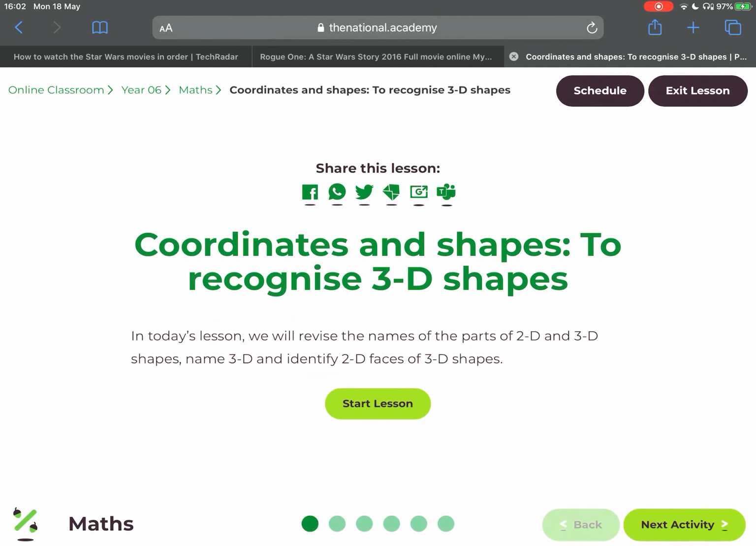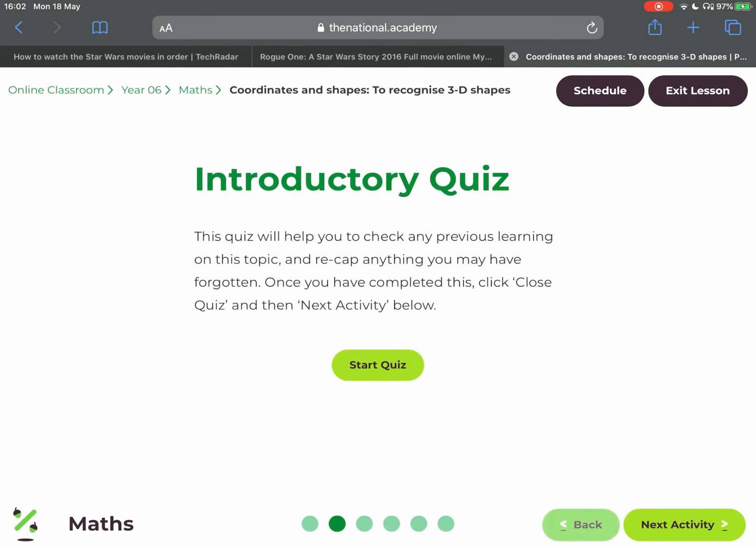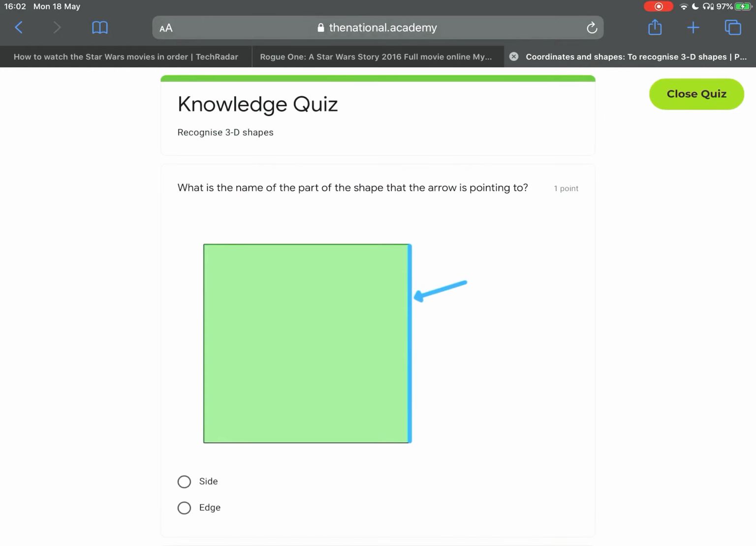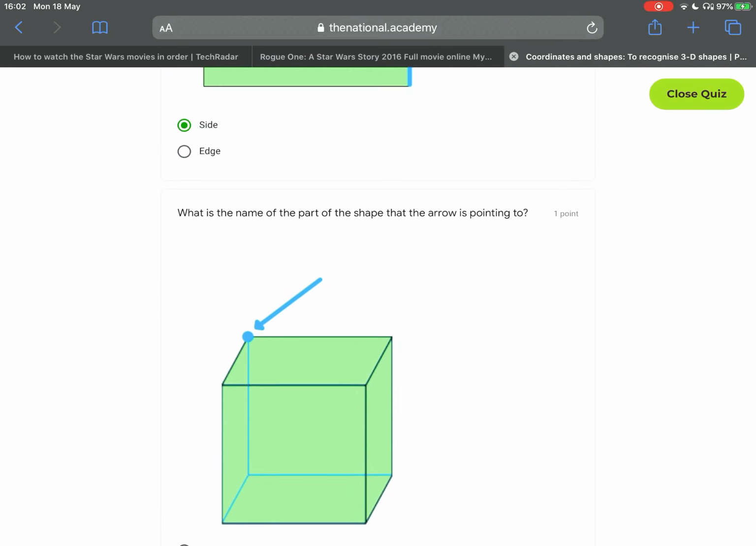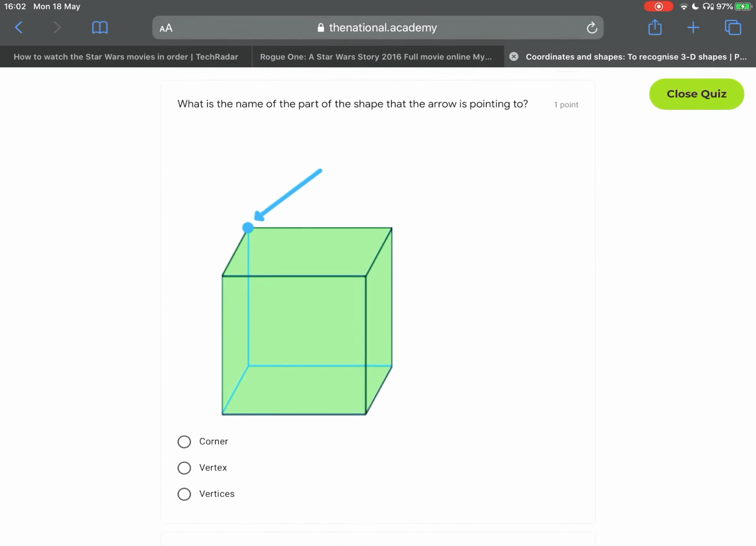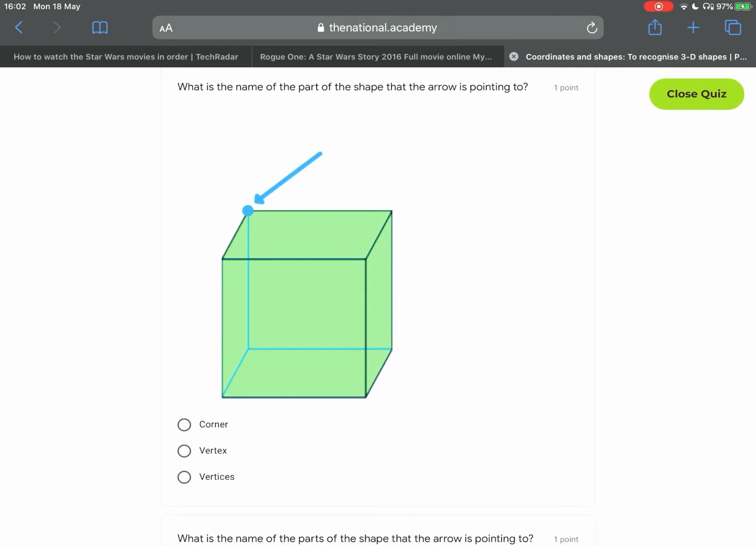In this lesson, you're going to revise the names of the parts of 2D and 3D shapes, name 3D shapes, and identify 2D faces of 3D shapes. First, you have your introductory quiz here. What is the name of the part that the arrow is pointing to? That's the side.